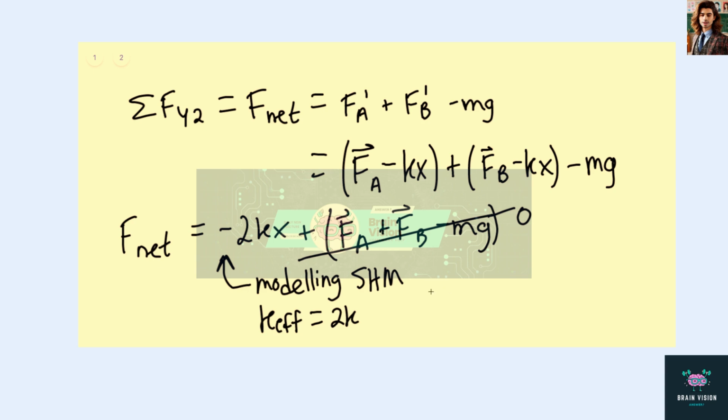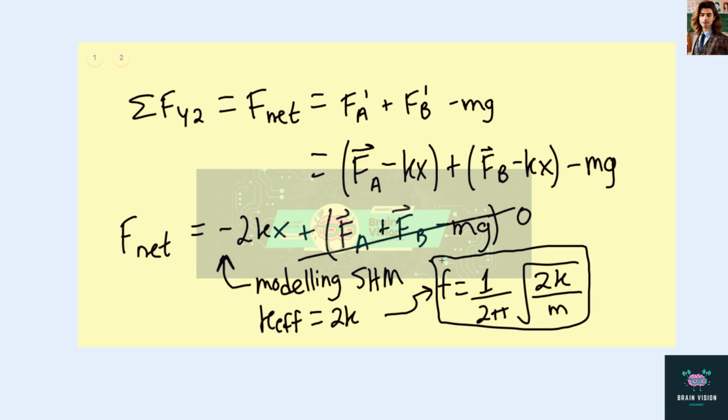So when they're asking for the frequency, it is simply going to equal 1 over 2 pi times the square root of the effective spring constant, so 2k, over m. So this will be our frequency. That is the end of the solution.